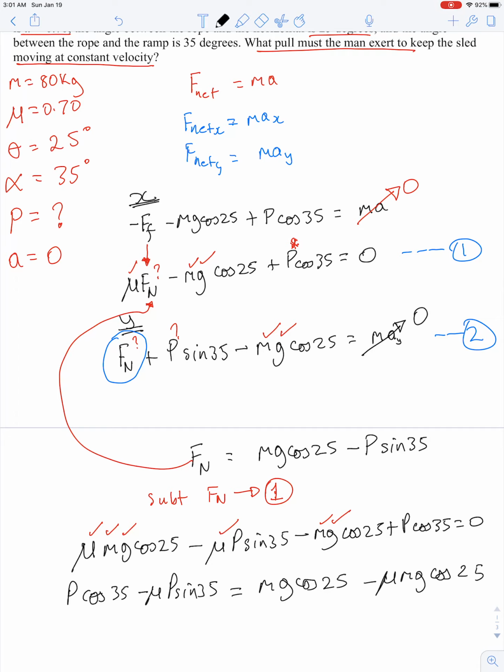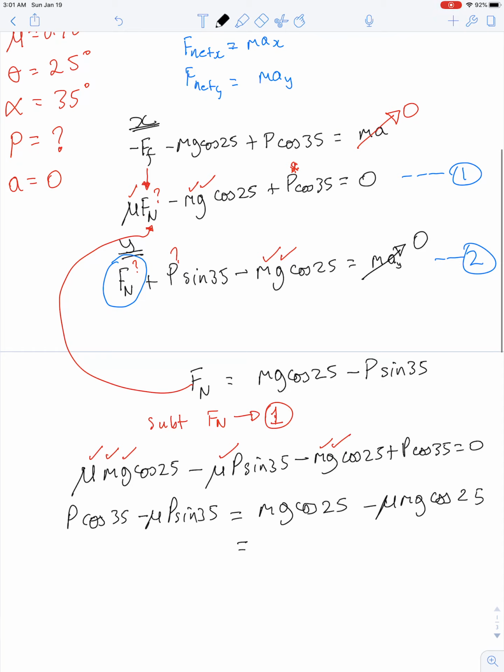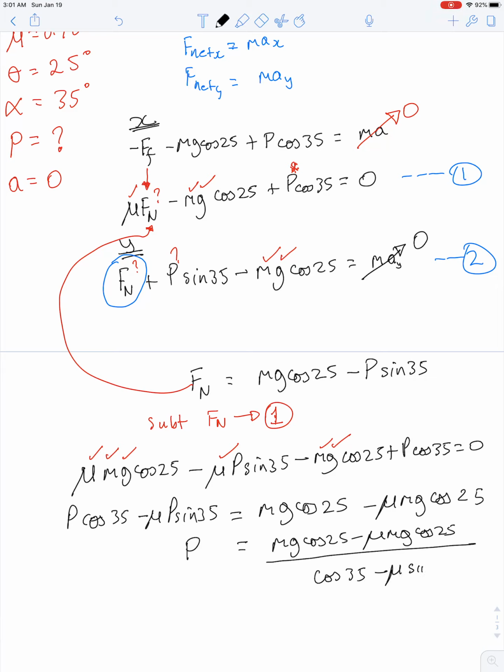Okay, cool. Now I just factor out my P, and that would be P is equal to mg cosine 25 minus mu mg cosine 25, over cosine 35 minus mu sine 35. And we should be good. Well, there you have it.